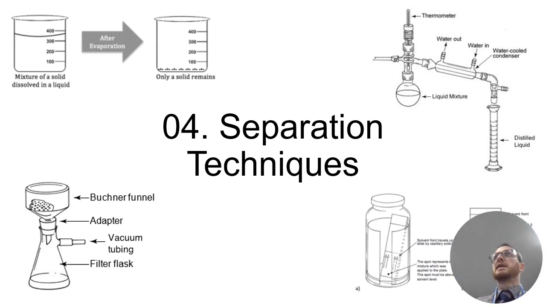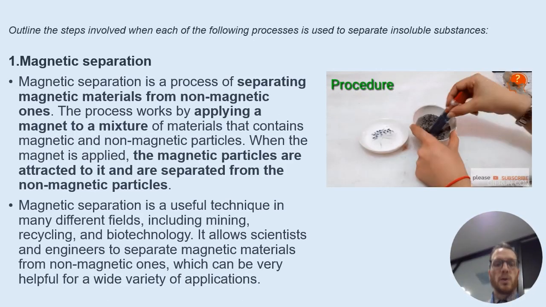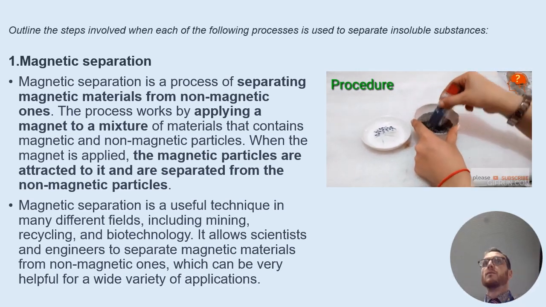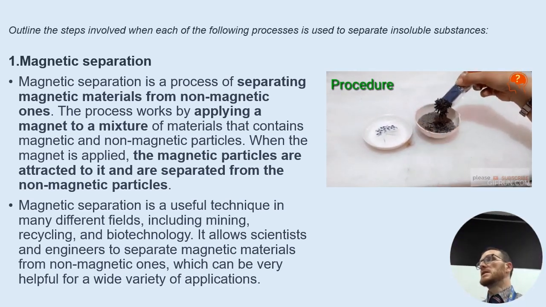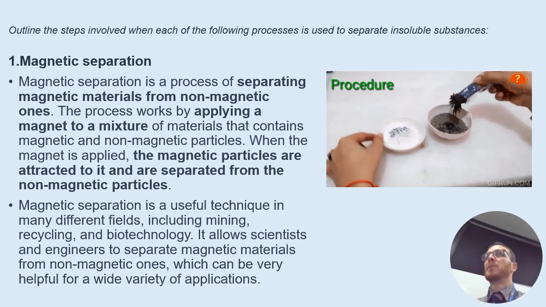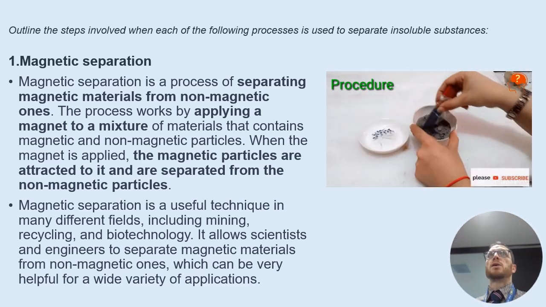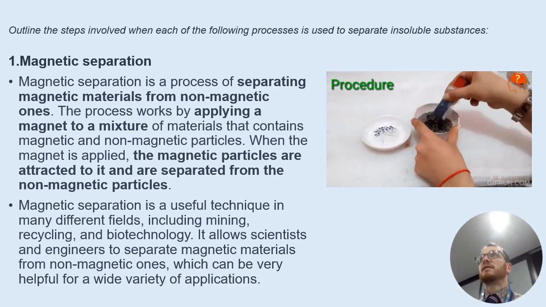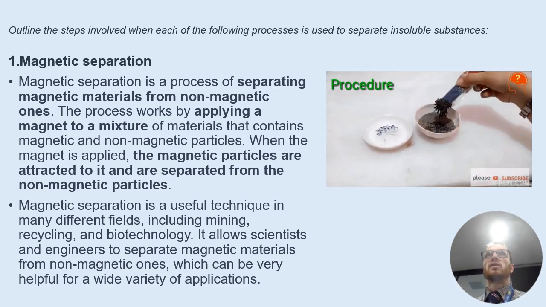Separation techniques, right? Let's quickly review the ones we've already discussed. So we've talked about magnetic separation. This is the ability to separate magnetic components from a solid mixture, right? We might do this with, for example, car parts in a recycling construction yard.